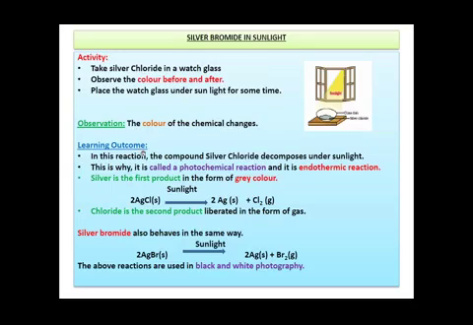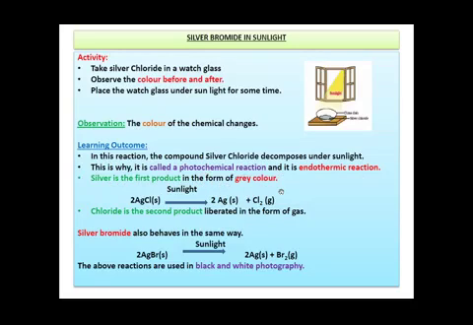So the learning outcome is that in this reaction the silver chloride, which was white in color, decomposes under the action of the sunlight, and this is the reason this reaction is known as a photochemical decomposition reaction, and it is an endothermic reaction because energy is getting absorbed during the course of the reaction. Silver is the product formed and it is gray in color.